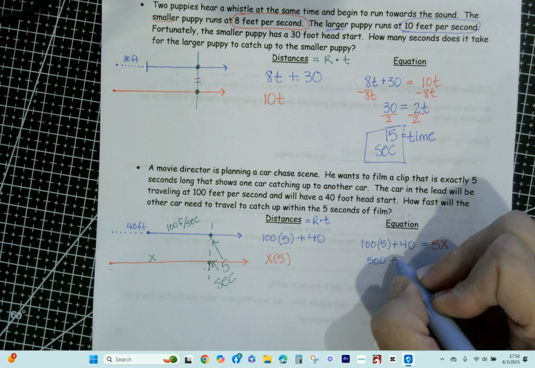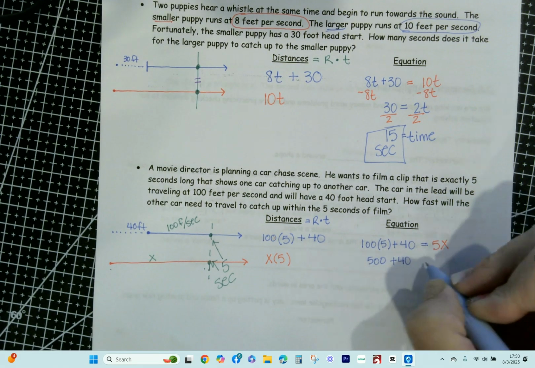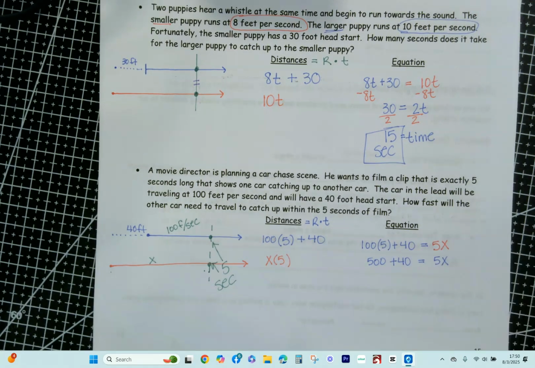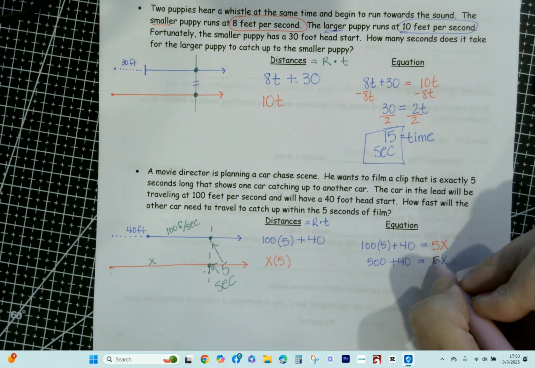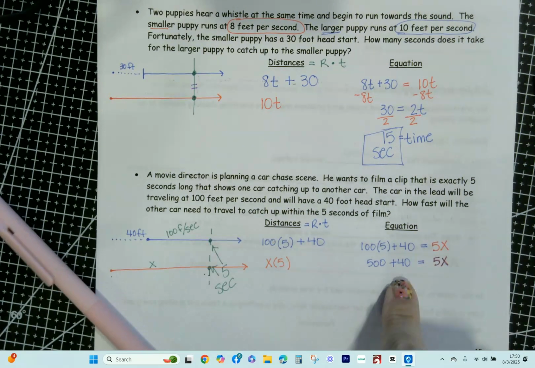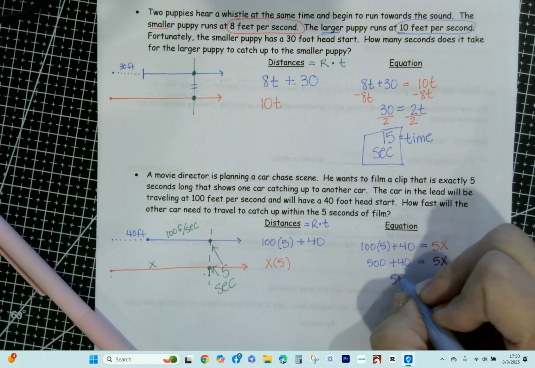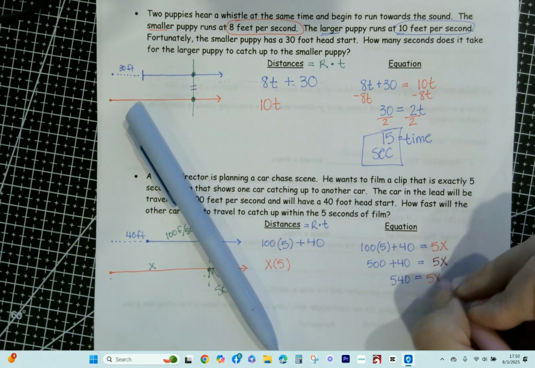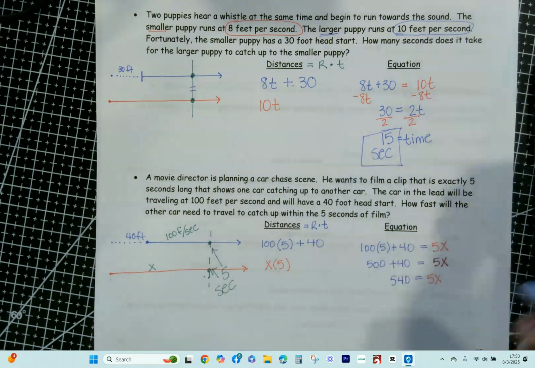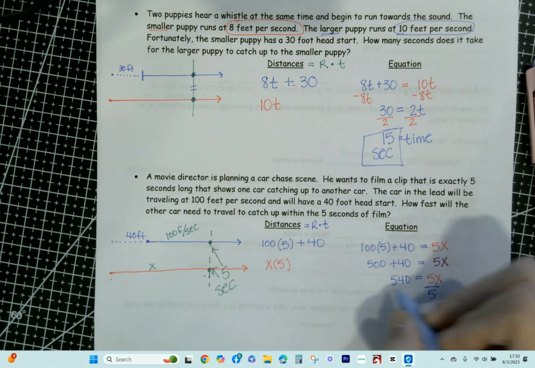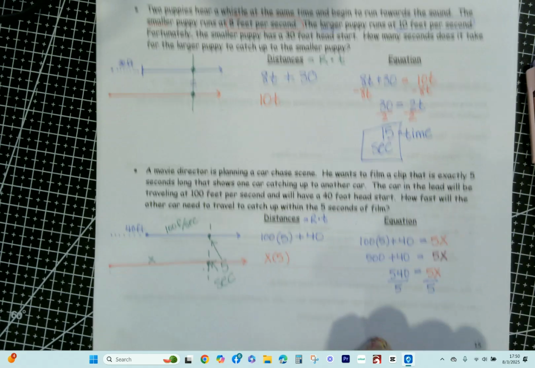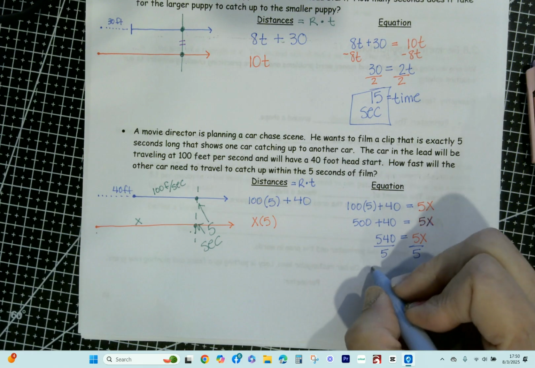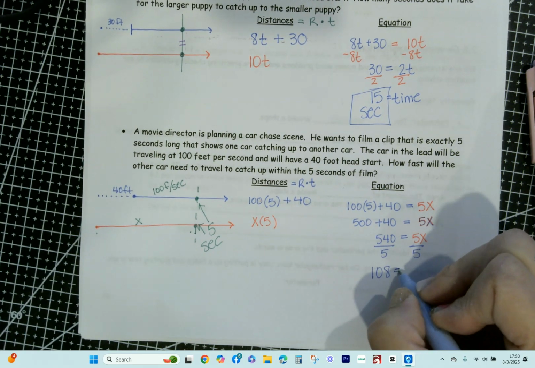And that's going to be 40. And then over here, I'm going to have 5x. Oh, that should have been p. Doesn't really matter. Okay. Well, 500 plus 40 is 540. And then over here is our 5x. Okay. And then we're going to divide by 5. Divide by 5 here, divide by 5 here. Okay. So 540 divided by 5 is going to be 108.